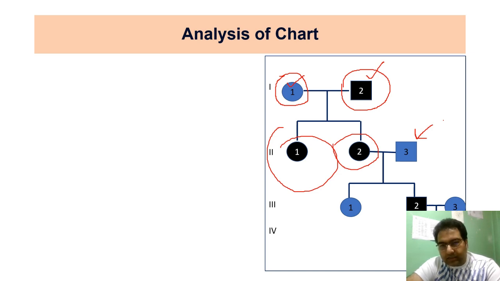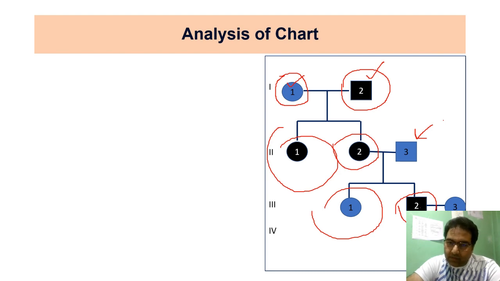They gave rise to two progenies. The first one was a daughter, and the second one was a male. And we are seeing here that this male is a diseased male, and when this diseased male married a normal female, they gave rise to a male who is not diseased, who is a normal male.